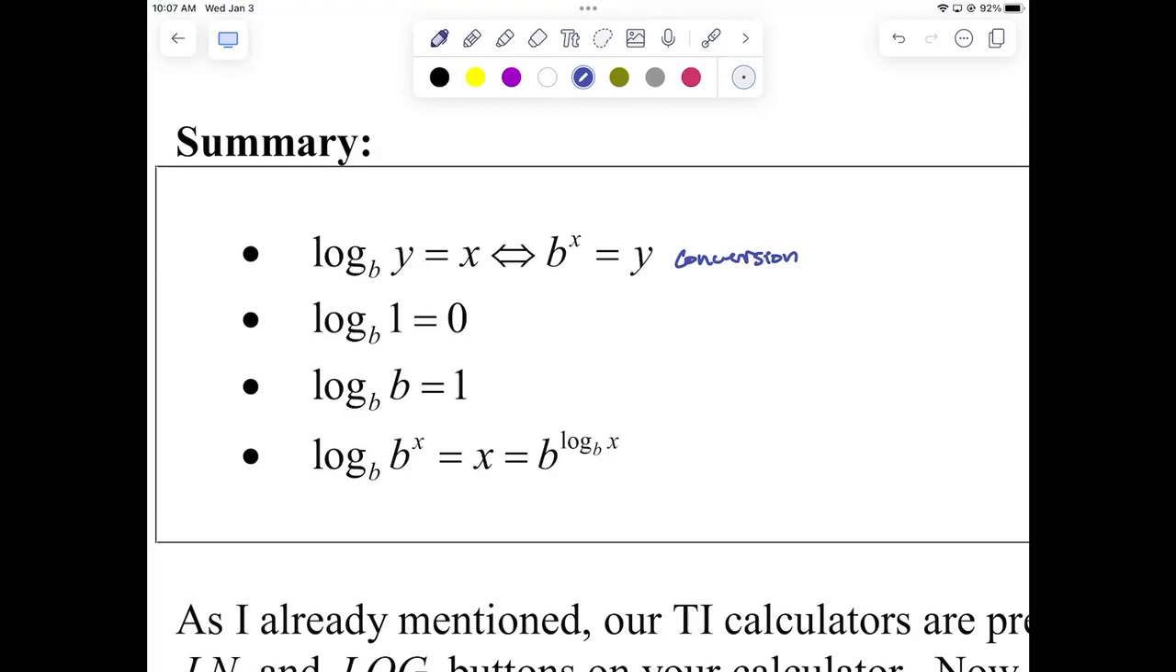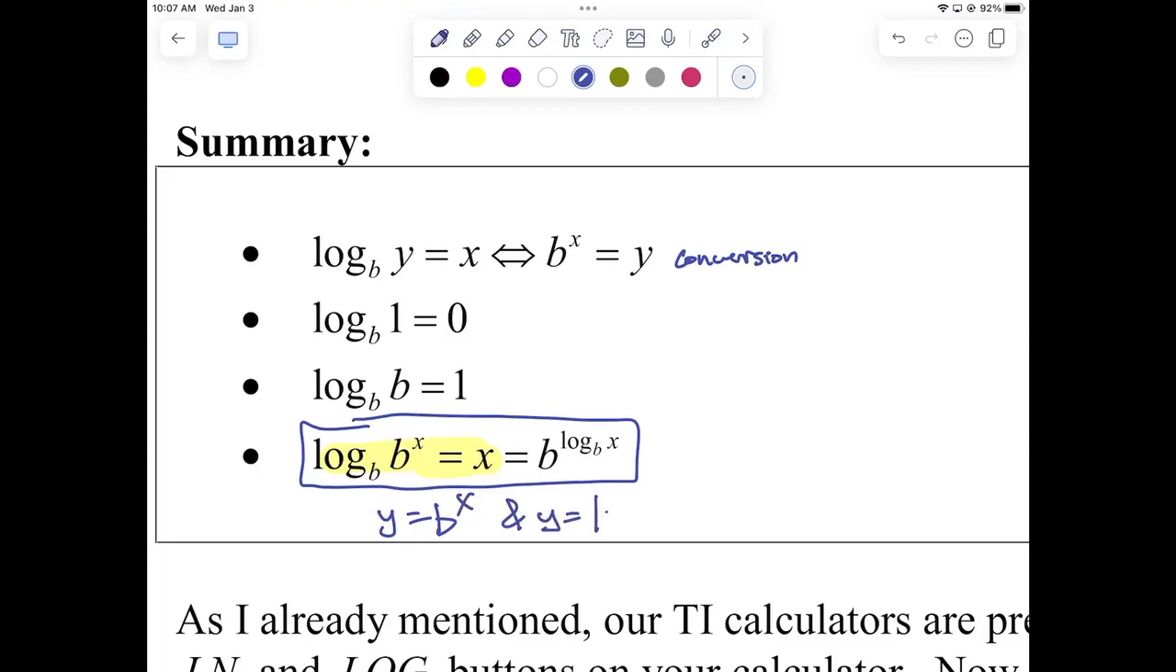Log base b of 1 equals 0. Log base b of b equals 1. Or in general, log base b of b to the x equals x. But that's also equal to b to the log base b of x, because what special relation is there between these two? The inverse. Yes. b to the x and log base b of x are inverses, so we can compose them in any order and get right back where we started.